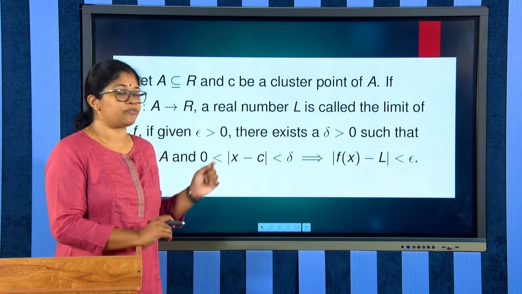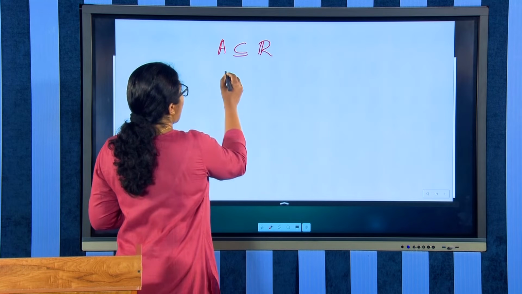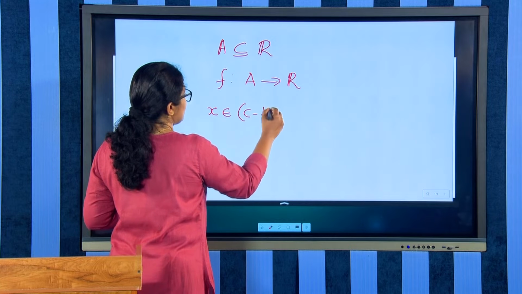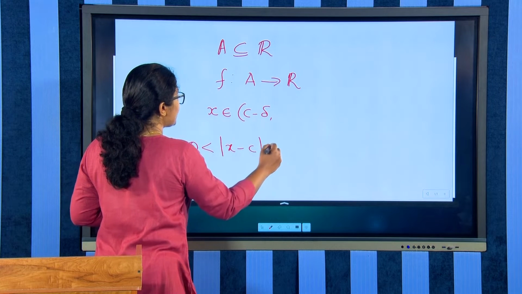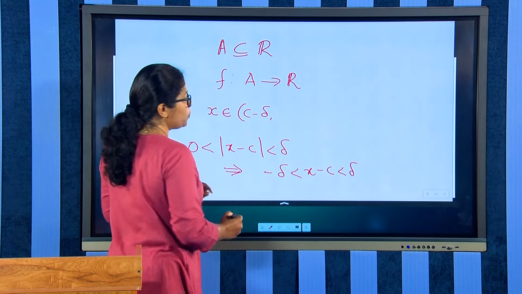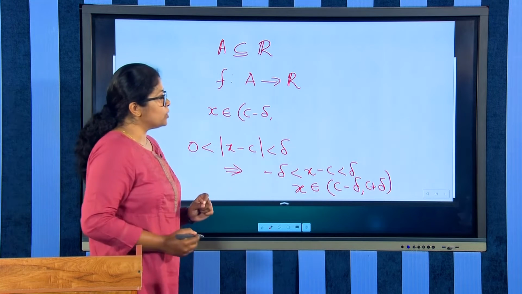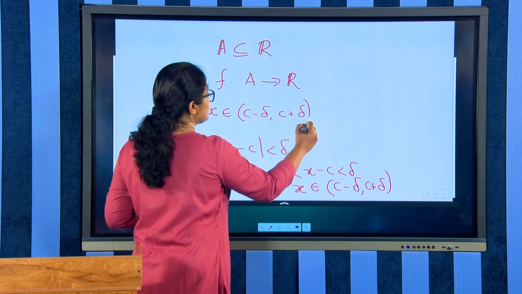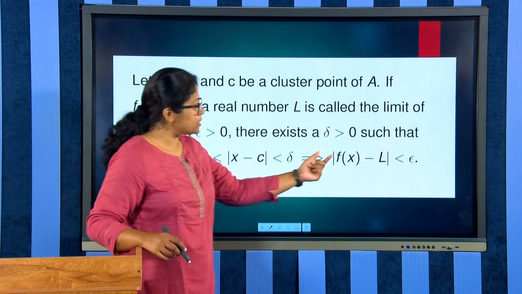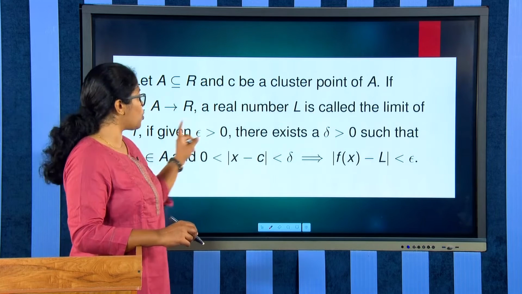Let us see a geometrical approach of this concept. We are given a subset A of R and f is a function from A to R, with x belonging to some delta neighborhood of C. So, 0 less than modulus of x minus c less than delta implies minus delta is less than x minus c less than delta, or we have x belonging to the open interval (c minus delta, c plus delta). Whenever x belongs to (c minus delta, c plus delta), this implies modulus of f of x minus L is less than epsilon. That means f of x becomes an element in the epsilon neighborhood of this real number L. Then we will say that L is the limit of the function f.